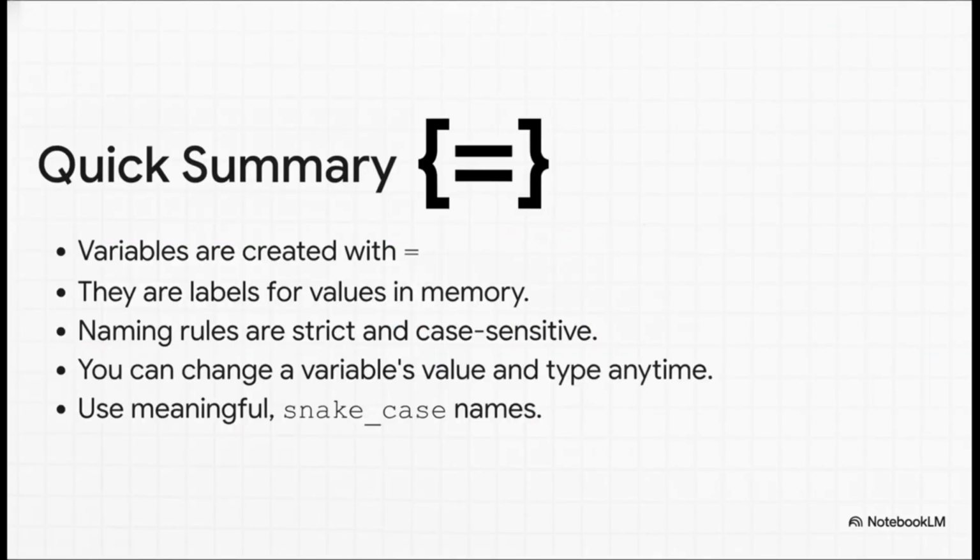So, to wrap it all up, let's do a super quick summary. You create variables with an equal sign. Remember, they're just labels pointing to values in memory. The naming rules are strict, and don't forget, Python cares about capitalization. You can change a variable's value and even its type whenever you want. And please, for readable code, use meaningful snake case names.